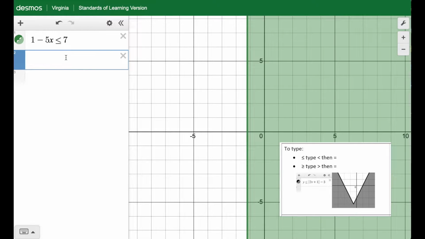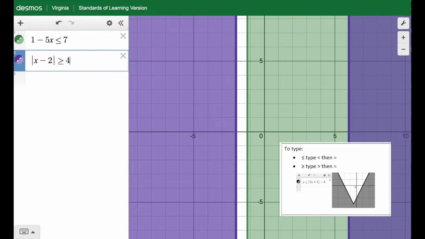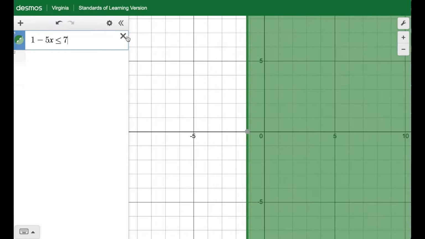And then if it were a greater than sign, let me give you something better. How about an absolute value. So if I said absolute value of x minus 2 is greater than or equal to, let's say 4, you get the idea that you can press the less than or greater than sign and then the equal sign, and it will automatically include the equal in the inequality symbol.